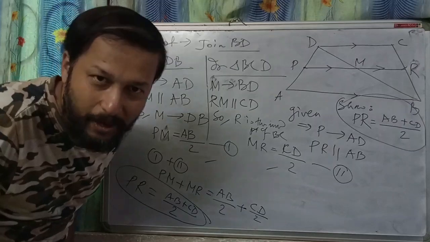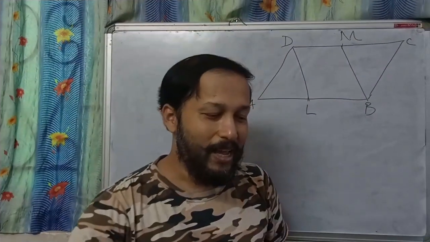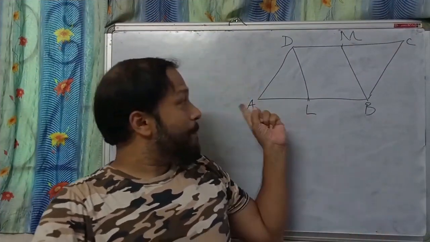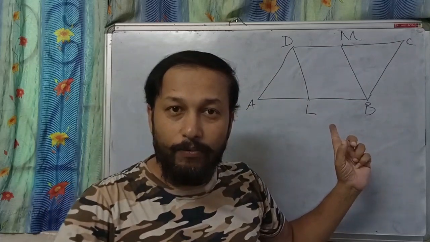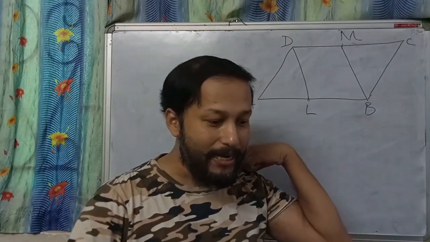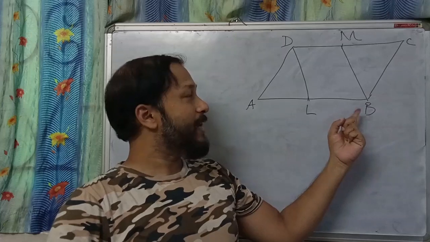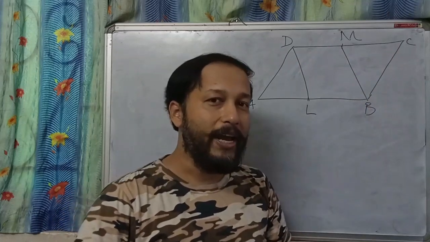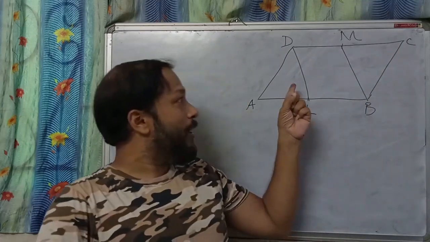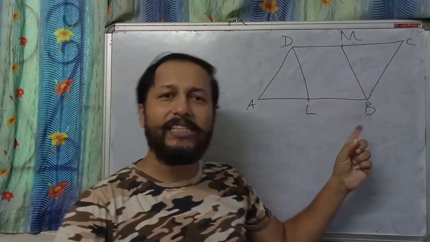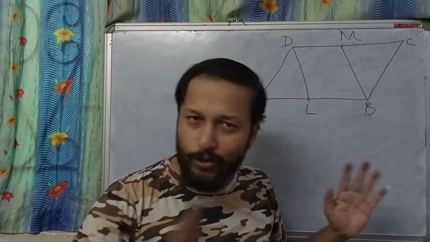Understood? Let us move to our next sum. In this sum, ABCD is a parallelogram, which you can see on the board. L is the midpoint of AB, M is the midpoint of CD, and I have joined DL and MB. That is given in the question.